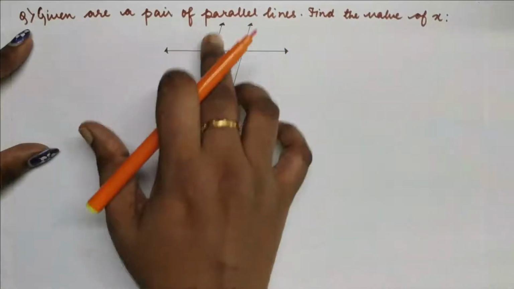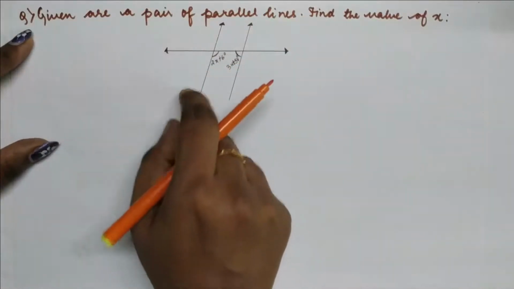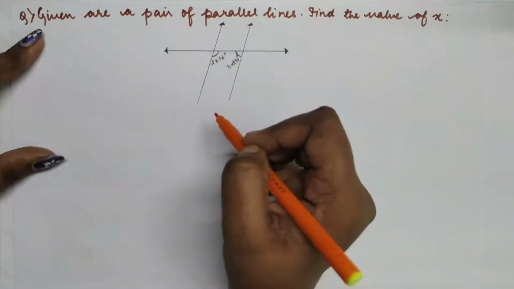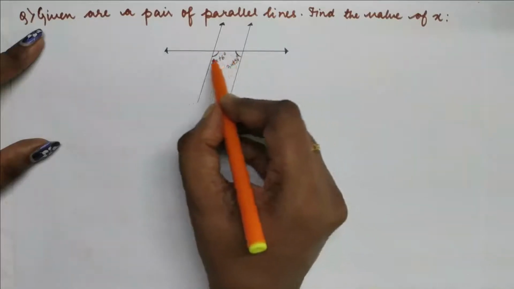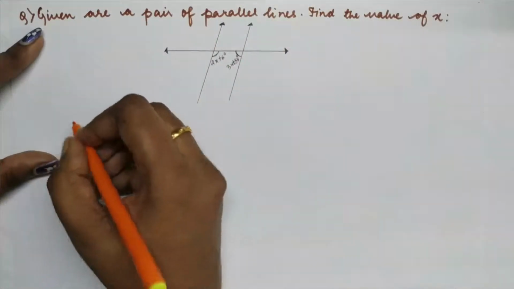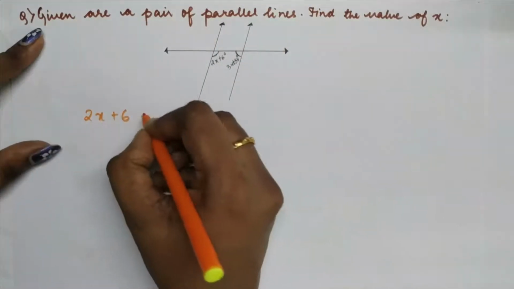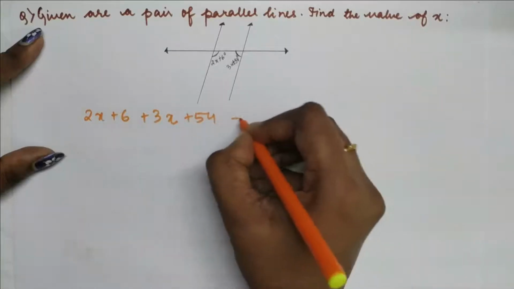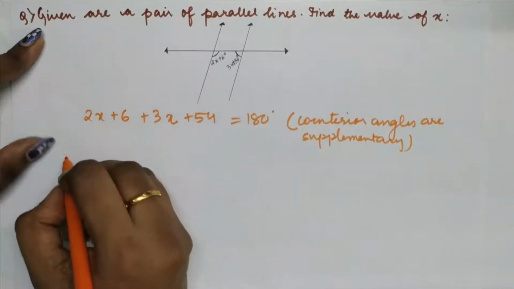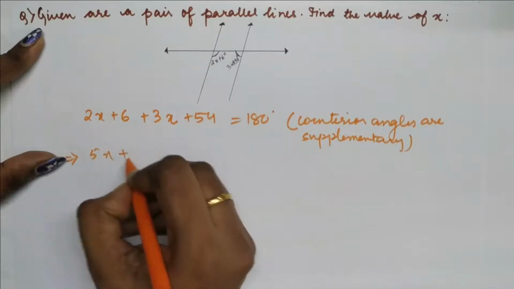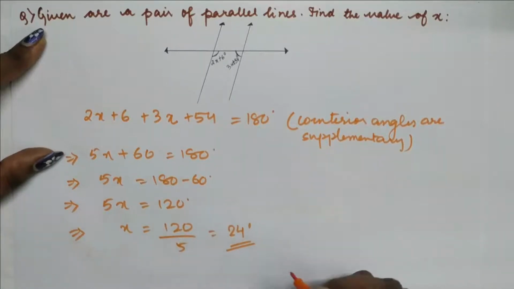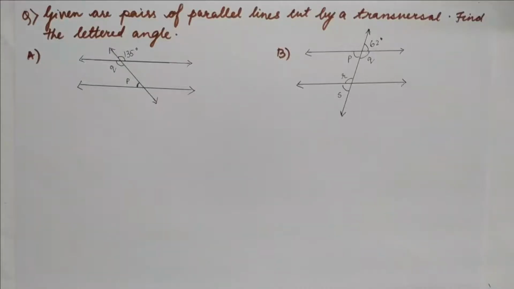Now given again a pair of parallel lines, you have to find the value of x here. So these are the two parallel lines and you can see 2x plus 6 and 3x plus 54. What type of angles are they? They are co-interior angles because they lie in the interior of these two parallel lines. So I can write 2x plus 6 plus 3x plus 54 is equal to 180. Reason: co-interior angles are supplementary. So I solve it. I get 5x plus 60 equal to 180 degrees and x is equal to 120 by 5, that is 24 degrees. Let us take some more questions.